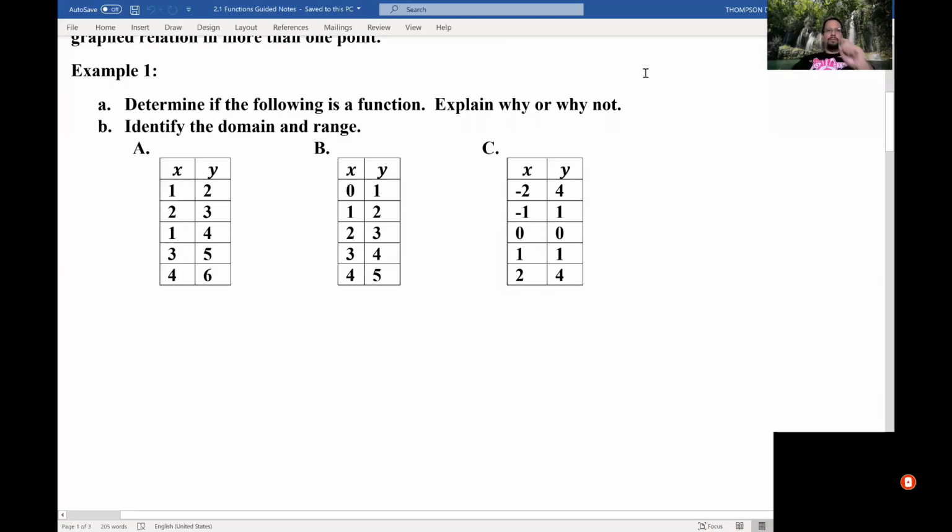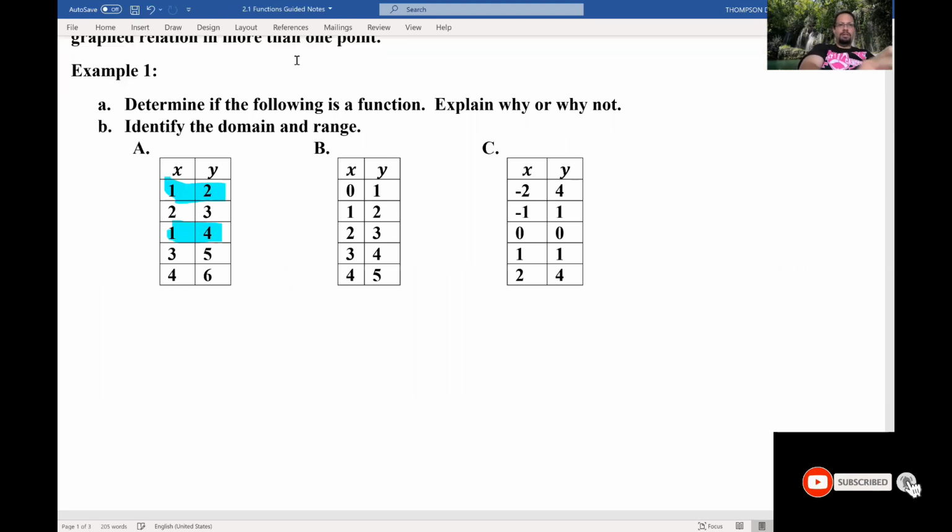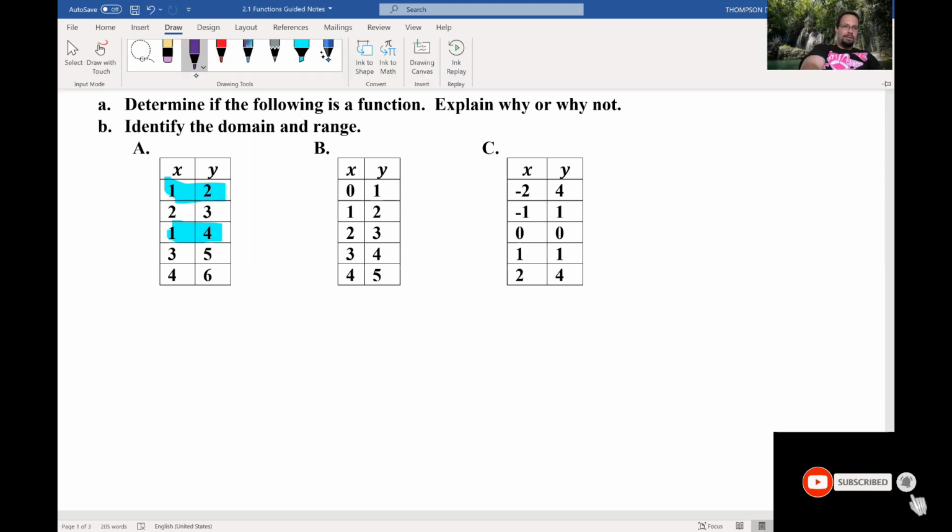Example 1, determine if the following is a function. Explain why or why not, and identify the domain and range. Let's look at part A. We have x is 1, 2, 1, 3, 4, and let's take a really close look at this 1. So we're saying 1 goes to 4 and 1 goes to 2, which is not allowed. We can't have repeating values of x going to two separate values of y. So this is not a function.